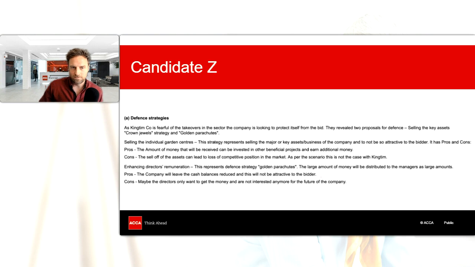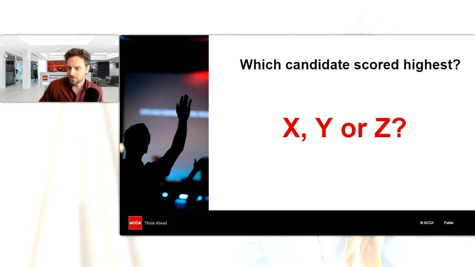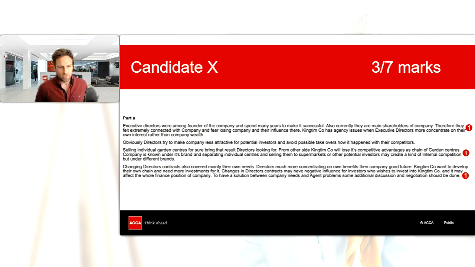Okay, right. So Z, people are saying, because they focused on the requirement a lot more. So here we go. Not many of you said X. X scored 3 out of 7. So they got 1 mark for the top there, a little bit around agency. There's a bit in there, they said. And then they only really wrote 1 point for each thing, selling the individual garden centres, changing the director's contracts. So they only really wrote 1 thing under each. So they got 3 marks for candidate X.